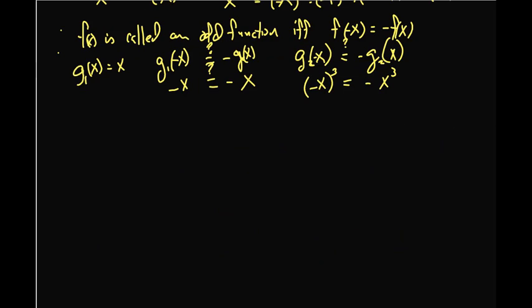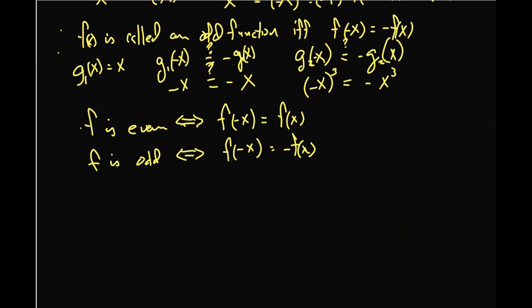So let's write that down. This symbol here, this double arrow, means the same thing as this. And this means, I'll just write it again, this means if and only if. That's what the IFF means, if and only if. And this means the same thing, if and only if.